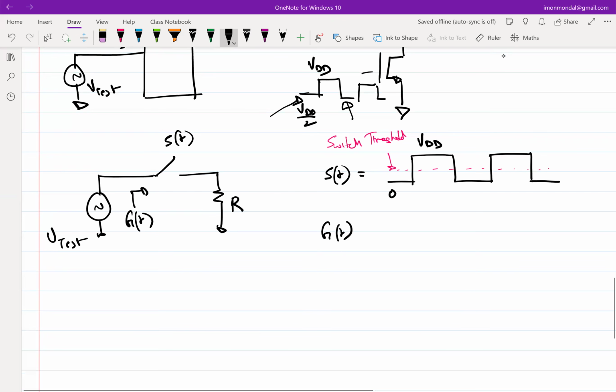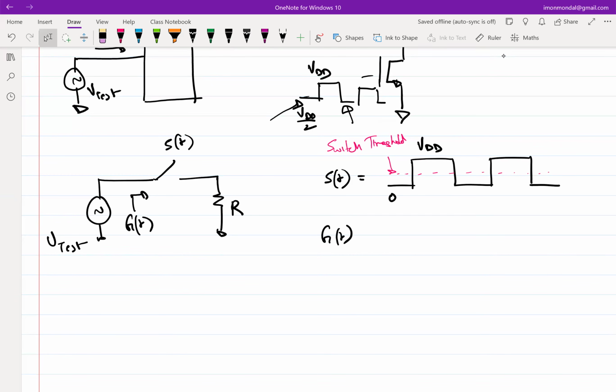Yeah, switch is off, your impedance is infinite, which means the admittance is 0. Your G of T is 0. And when your switch is on, if it's an ideal switch, no on resistance, what is G of T? 1 over R, right? So let's call it G naught. And this guy goes.